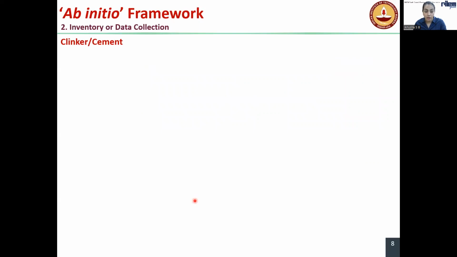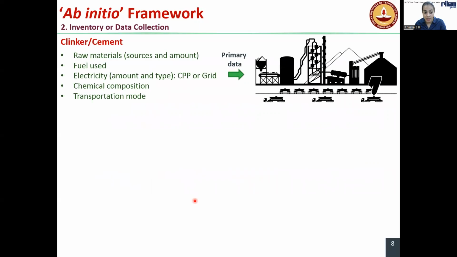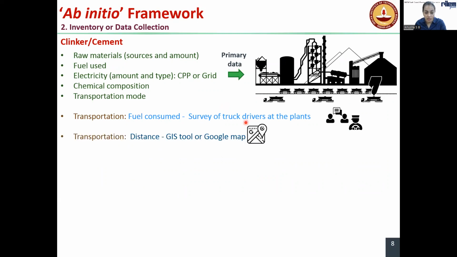For data collection, I visited different cement plants. The primary data, such as raw materials, fuels, electricity, chemical composition, transportation mode, was collected directly from the cement plant. I also wanted to understand how much fuel was consumed in transporting the materials. So I did a survey with the truck drivers at the plant to understand how much fuel was consumed. I was dependent on GIS map and Google map for the total transportation distances.